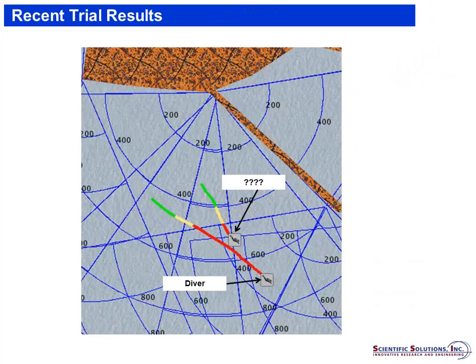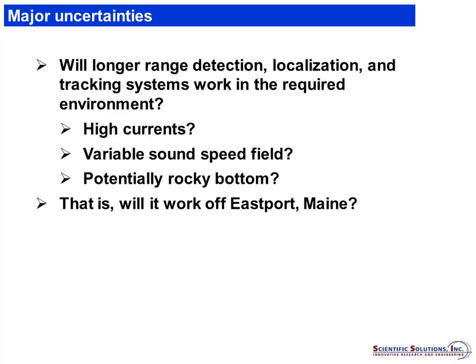This is a typical output of the system showing in the long track the system tracking a diver. And actually, in this particular run, we tracked something that was following the diver, probably, in this case, a large stingray. There were several sighted in the area. As you can see, this is at ranges of 400 or 600 yards. Our major uncertainties going into the system were: will the system work in a high current environment, and would it work specifically off of Eastport, Maine?